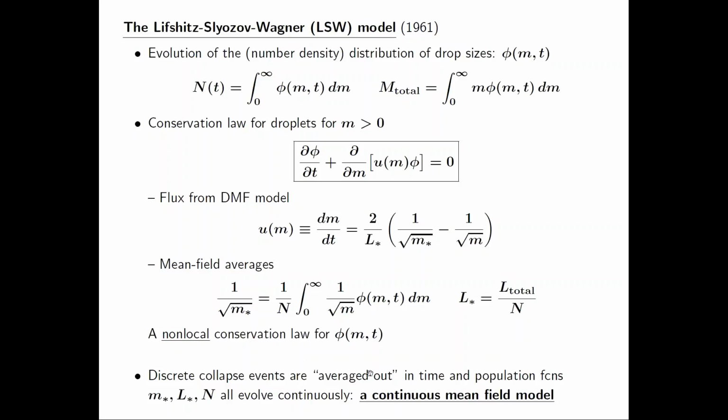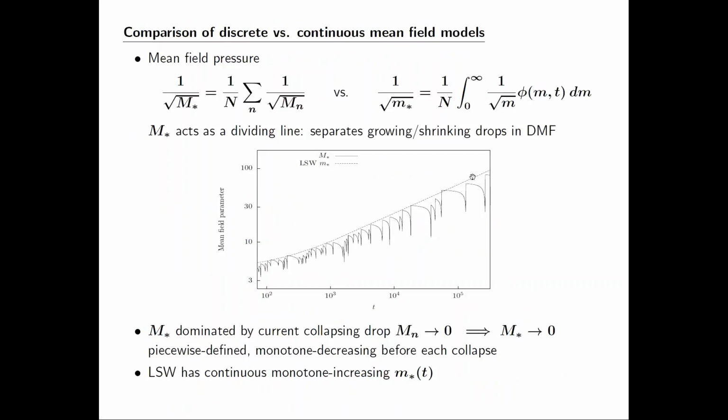So this is a non-local equation, and this has been studied a lot in analysis too in connection with material science. But this is a continuous mean field model because now I'm no longer sensitive to the collapse time of each individual drop. I'm now looking at the overall distribution of drops in a macroscopic system. And just to compare the discrete mean field model to this continuous mean field model, let me plot the average mass as a function of time.